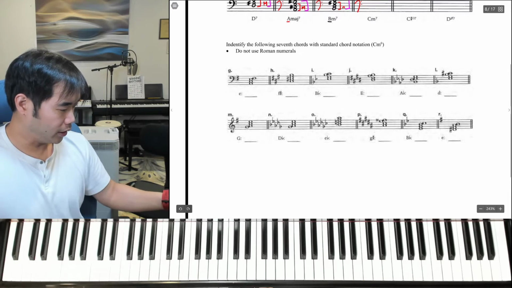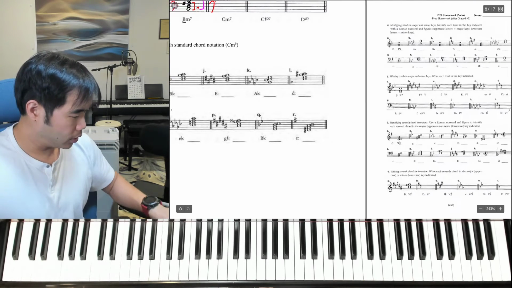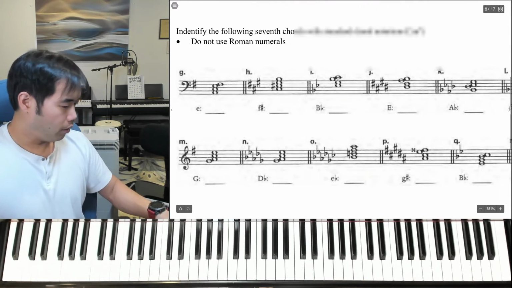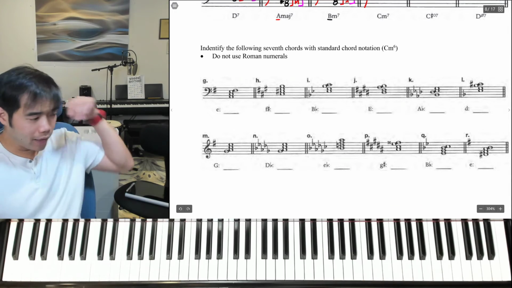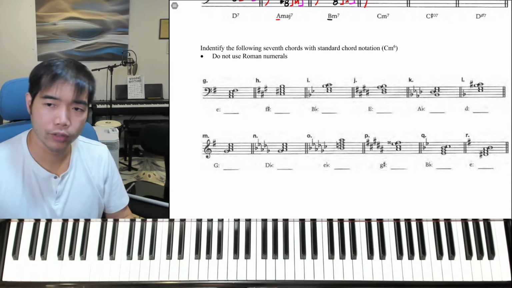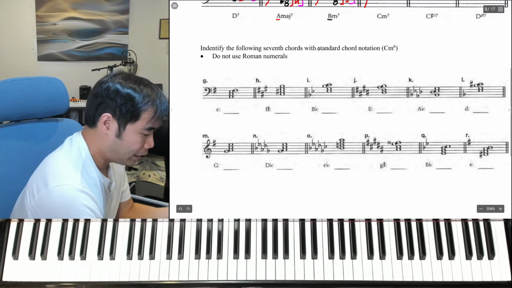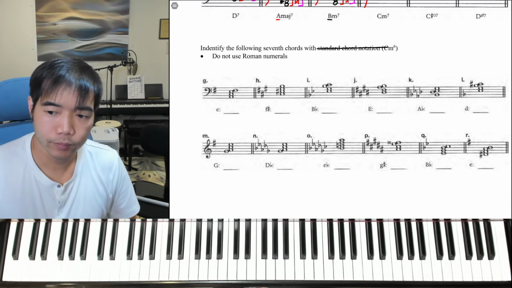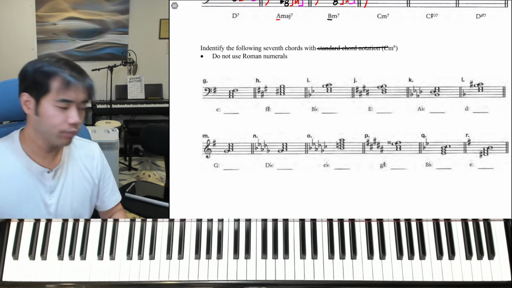There's only one more section here, I think. Let me just make sure. Yes, that's another graded assignment. Okay. All right, on this next example, it says identify the following seventh chords with standard chord notation. We are not going to use standard chord notation here. This is kind of a term that was created by more recent music theorists.